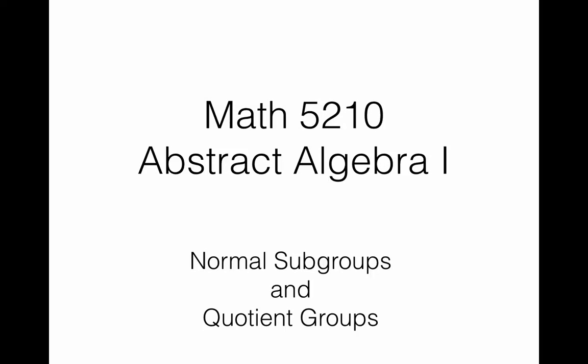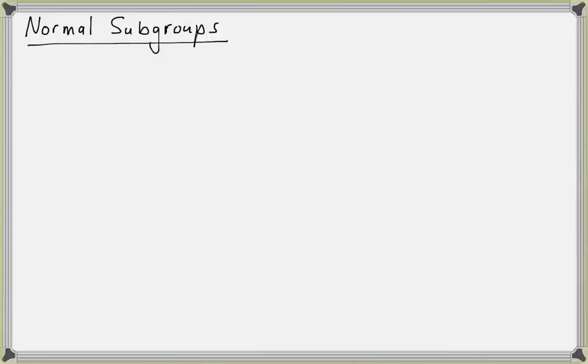In this lesson, we will define normal subgroups and show how they can be used to create new groups called quotient groups. So earlier, when we were looking at cosets, we saw that a left coset does not necessarily have to equal a right coset.